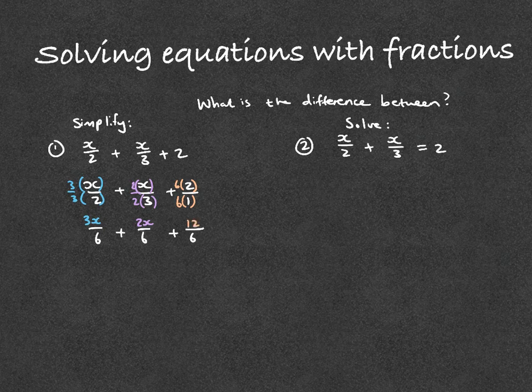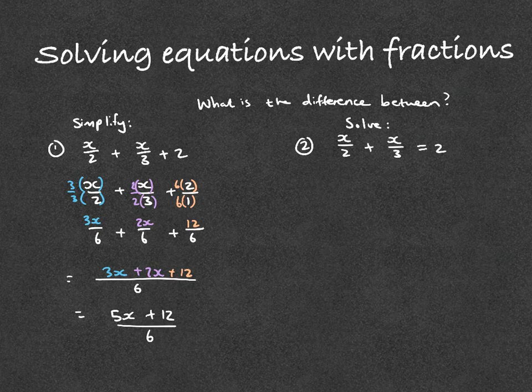So therefore, if we're going to answer this question, that is going to be 3x plus 2x. The denominators are the same, right? So we can add the numerators, plus 12. Are there any like terms there? Yes. 3x plus 2x are like terms, so that's 5x. 5x plus 12 over 6.